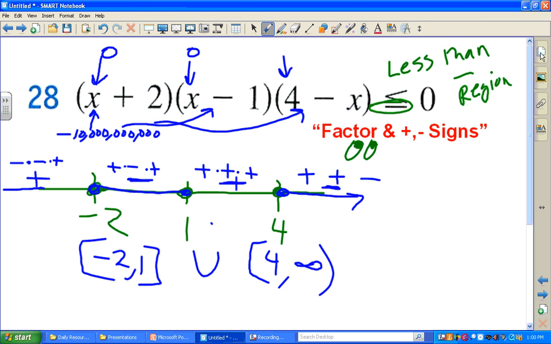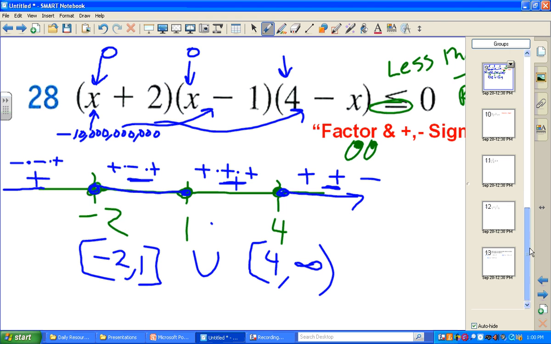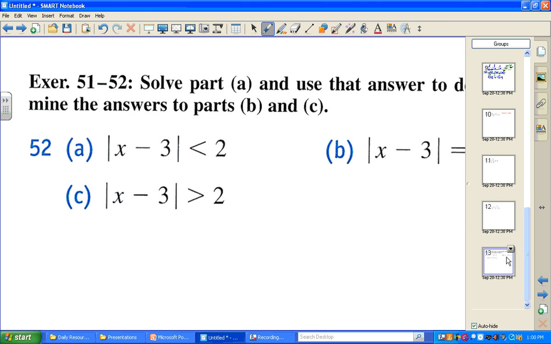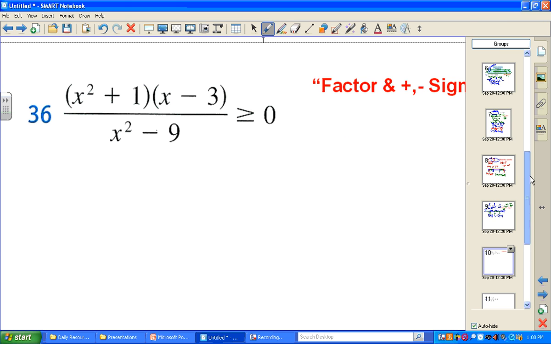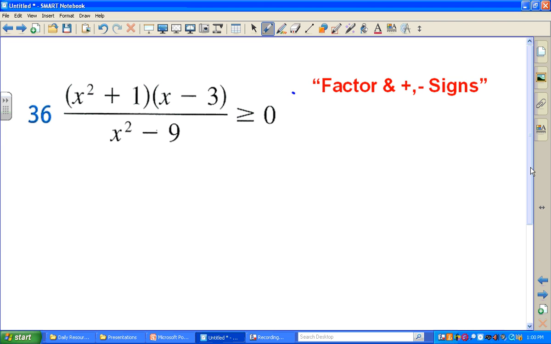I don't know how much farther we got. Oh, nice. And, ooh, look at that. All right, anyway. We'll probably stop there. Oh, that's going to be a good one. 36 is going to be a great one.